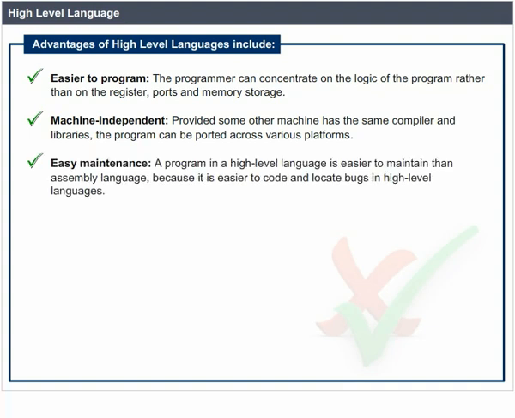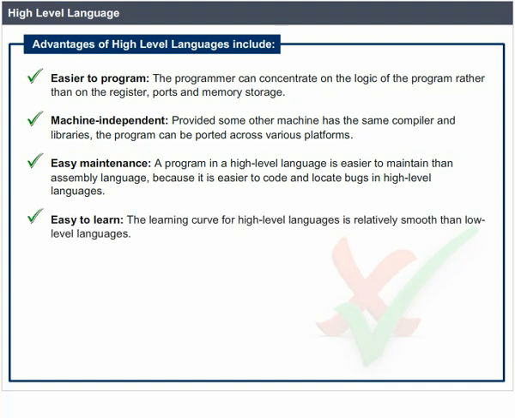Easy maintenance. A program in a high-level language is easier to maintain than assembly language because it is easier to code and locate bugs in high-level languages. Easy to learn. The learning curve for high-level languages is relatively smoother than for low-level languages. Other than this, high-level languages are more flexible and can be easily documented.